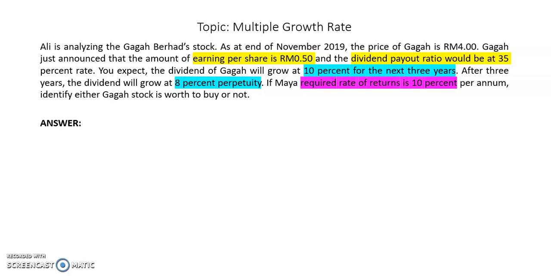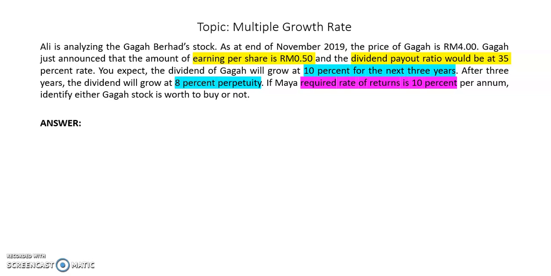Remember, in identifying whether the stock is worth buying or not, you need to calculate the intrinsic value of the stock and compare the value with the current market price. First, you need to know the amount of dividend. In this case, they don't give you the amount of dividend, but in some questions they might, and that dividend we identify as D0. But in this one, they don't, so you need to calculate D0. How do we calculate D0, or dividend per share?